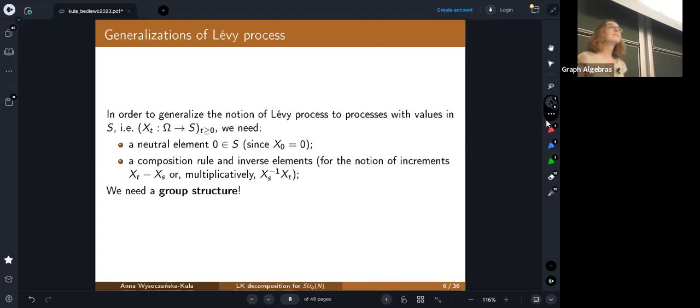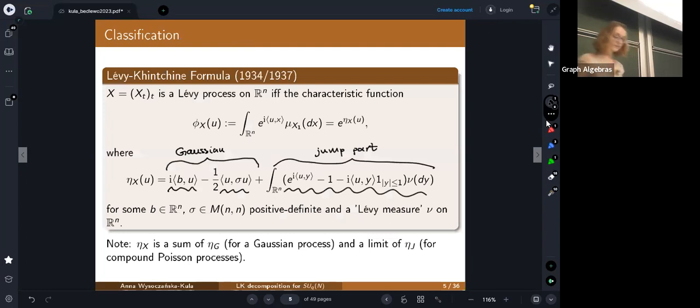Yes, take a mic. Yes, please. So could you go to the previous slide? Okay, in this case, where's the t from this process? If I look at this eta of x. Yeah. So for each t, the characteristic function of x_t will be of the form e to the t times eta, and this will be the characteristic function for x_1. It's in one-to-one correspondence. Okay, thank you.